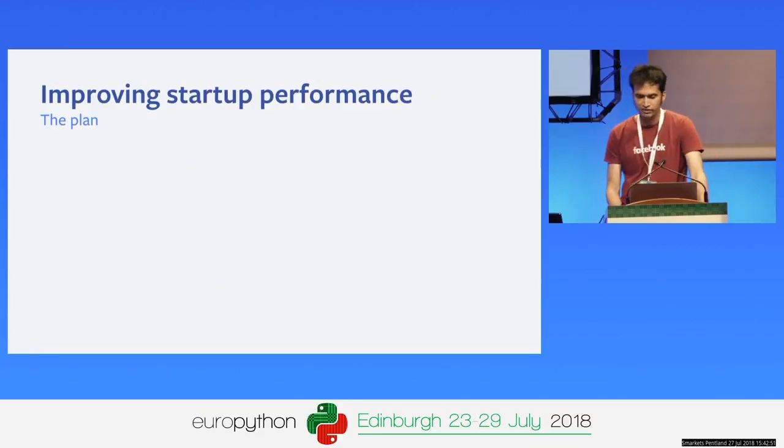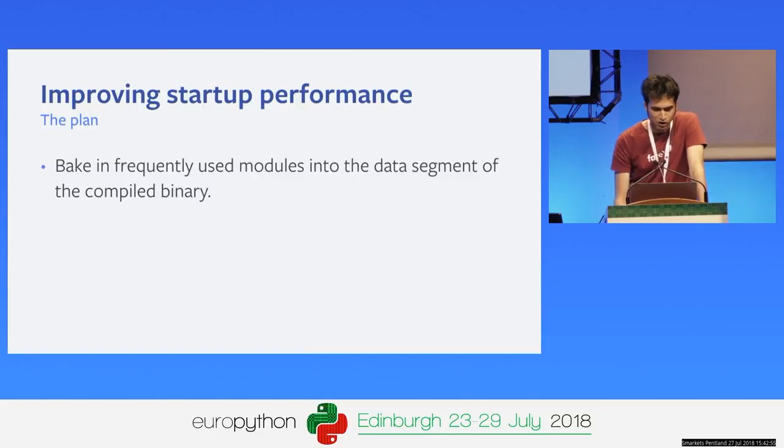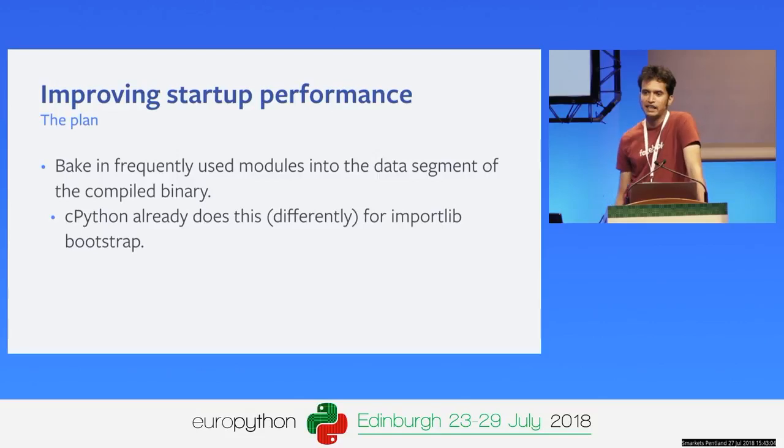OK, so here's a plan for improving startup performance. We want to bake frequently used modules into the data segment of the compiled Python binary. And this isn't entirely unprecedented. CPython already does this for 2 modules from importlib. Parts of importlib are written in Python, and it presents an interesting chicken and egg problem. How do you import parts of importlib before importlib is ready at startup?